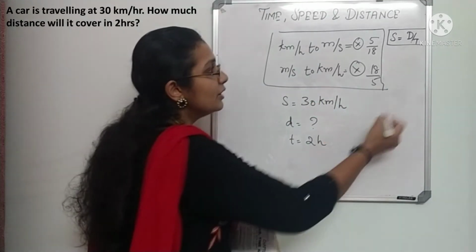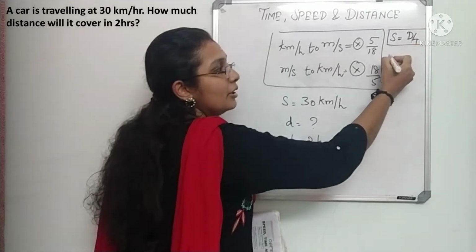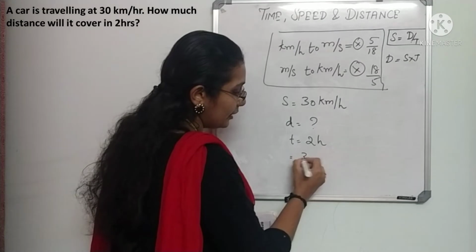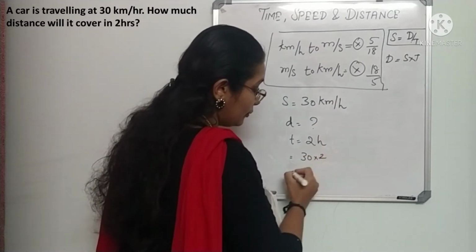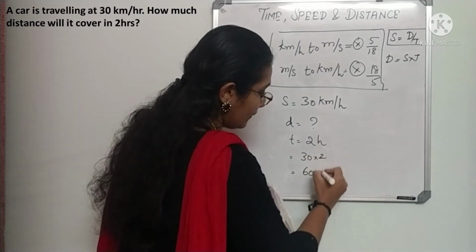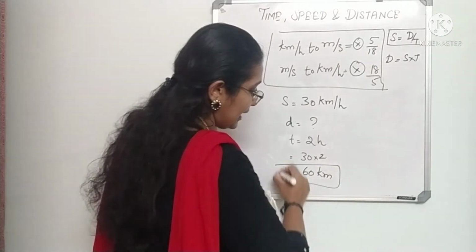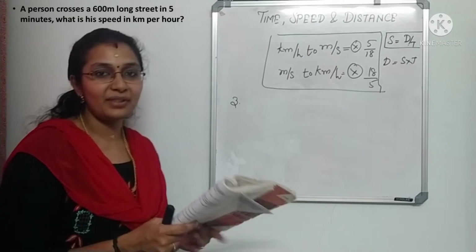Okay. So distance, speed is equal to distance by time. So distance is equal to speed into time, right? So speed is 30 into time is 2, sorry. So 60 kilometer. Correct? Yes. Next question, try to solve it by yourself.